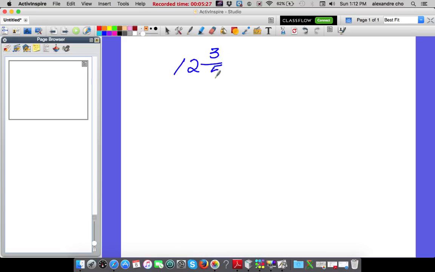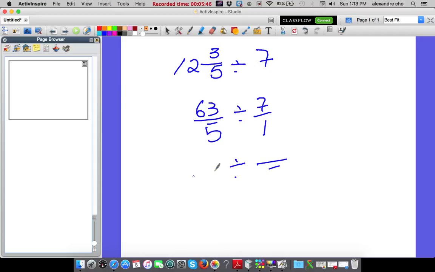So how much was this? This was her total. Dividing by 7 because we want to see how much she ran in one day. So let's change this. 5 times 12 is 60 plus 3, 63 over 5. And 7 over 1. LCM is 5. There we go. 63.